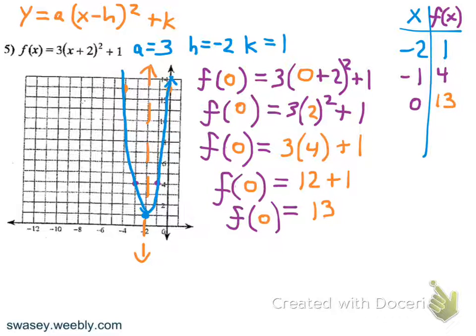Notice it's a parabola opening up. The reason it's so steep is because of the a value. And a is positive, so it is opening up, but it's very steep because of that 3.